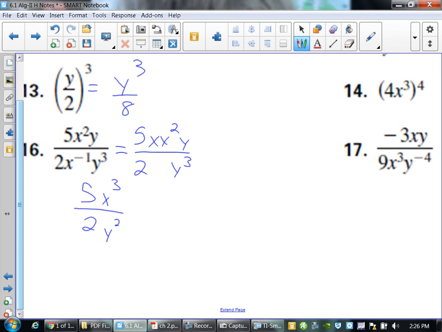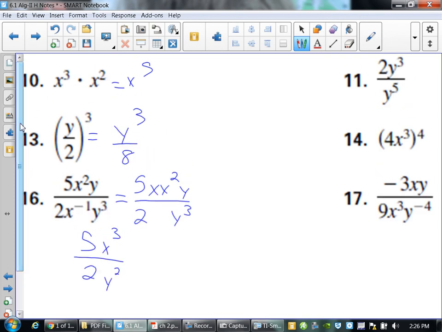So you get x cubed over y squared. Okay? And now we check the other 3. 2y cubed over y to the 5th becomes 2 over y squared. Very good. You can say y to the 2nd, whatever, it's fine. As long as it's written like that, I'm happy.